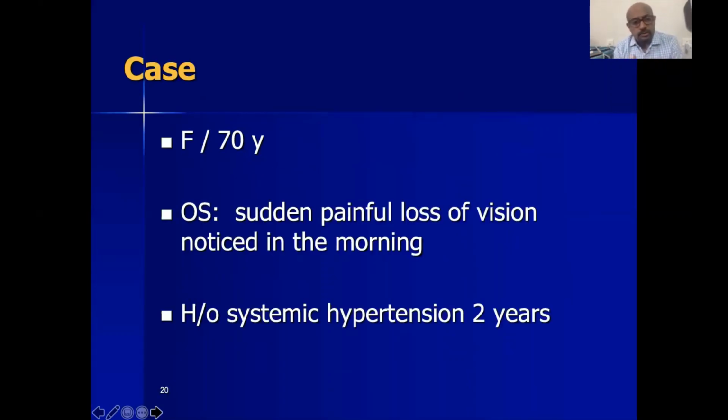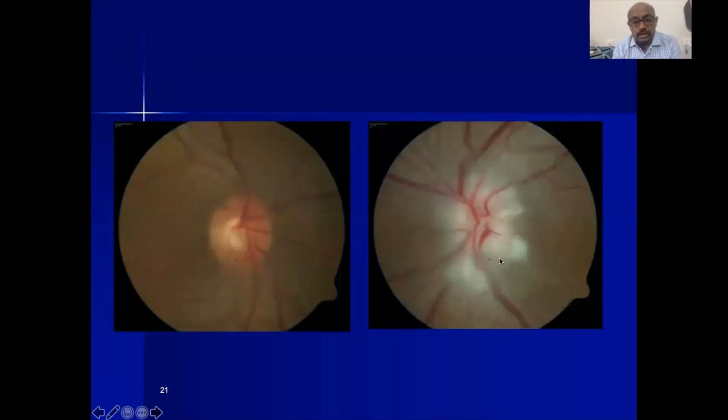This is scenario number 3. Now, a similar kind of presentation, but a 70-year-old female, sudden painful or painless loss of vision, profound loss of vision in the affected eye. What you're looking at here is a clear disc edema, and you see here there is actually a nerve fiber layer infarct even in an acute stage.